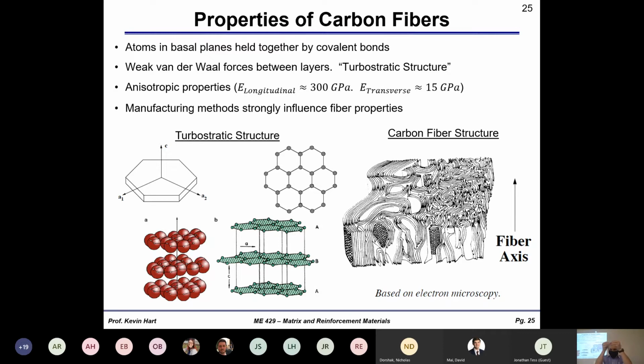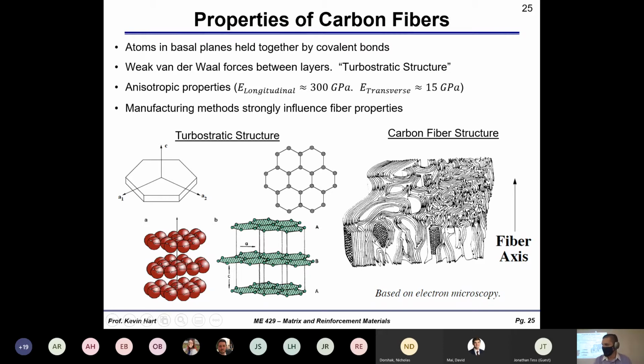So if you could somehow load the carbon fiber across the fiber, you're basically loading across the individual planes that make up that carbon fiber. And that's a very, very weak bond. It's a van der Waals bond, okay? So it's only really held by the attraction and repelling of the charge of the individual planes that make up the turbostratic structure. All right, so this is how carbon fibers have immense strength in the length of the fibers, but very, very weak across the fibers.